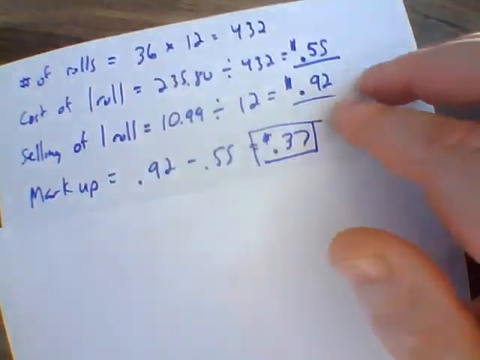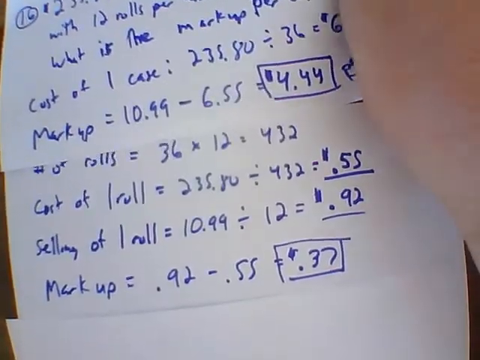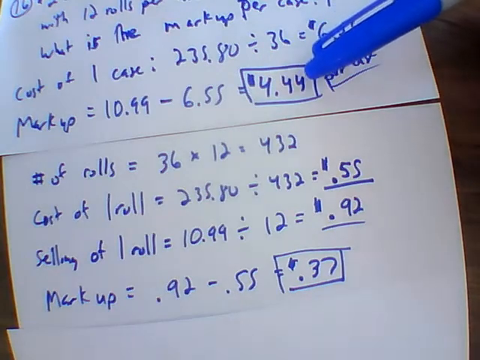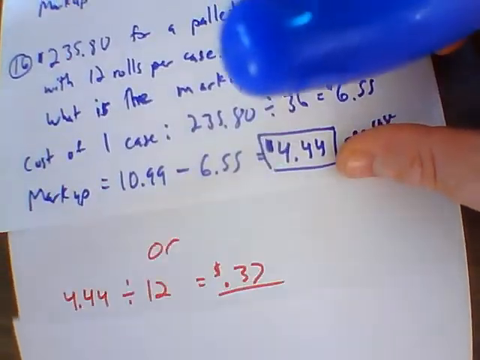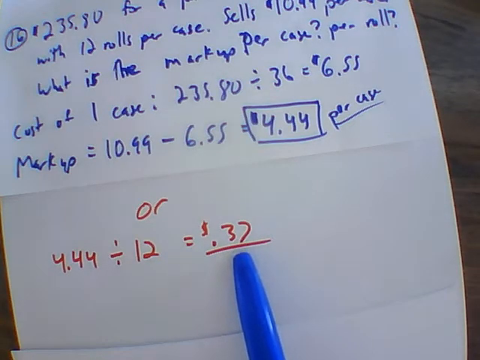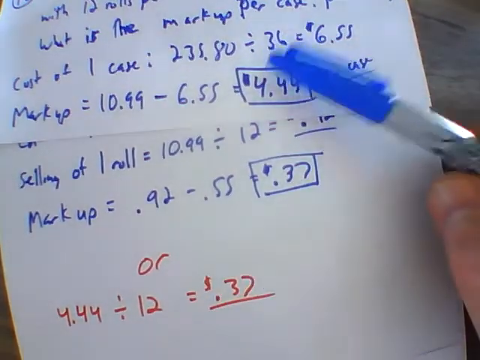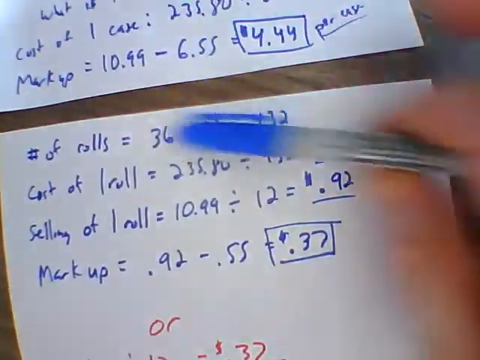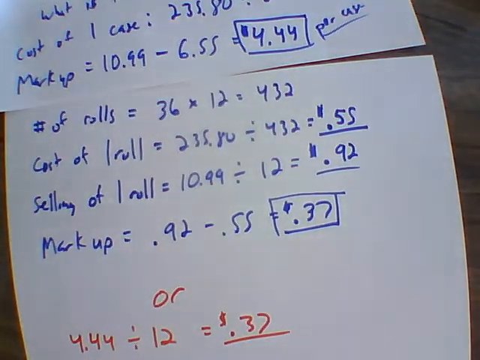Now, there's another way to look at this. We had the case markup, which was $4.44 per case. We could just take that and divide it by 12, and we see that we get 37 cents markup. In both cases, 37 cents. Once we have one, we can go to another very easily. So sometimes, not going back to the beginning and continuing where we left off is a better way to go about the problem, and you do less work.